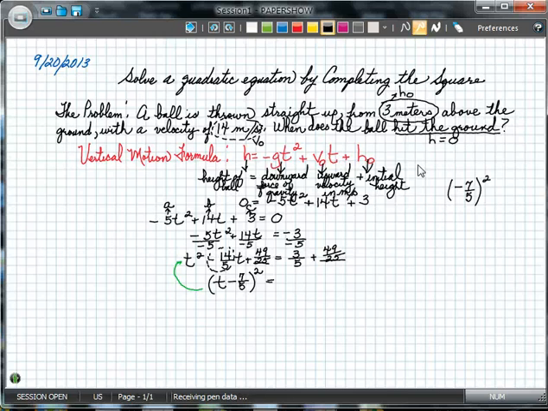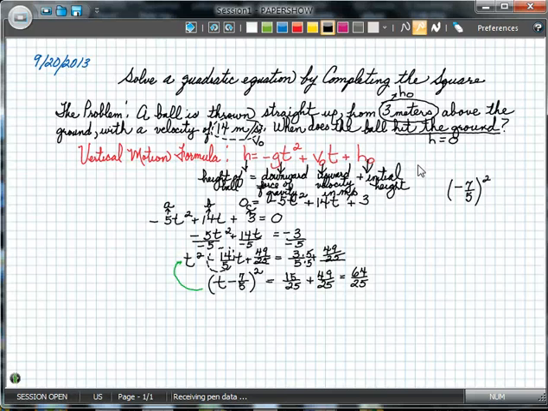And that's going to equal 3/5 plus 49/25. I want a common denominator, so I'm multiplying numerator and denominator by 5/5. So we get 15/25 plus 49/25, which is equal to 64/25.